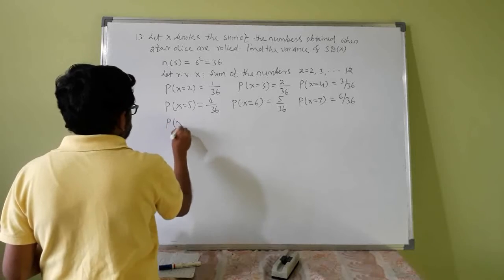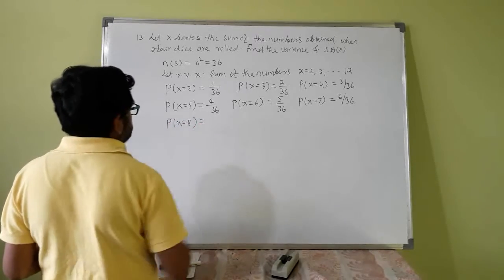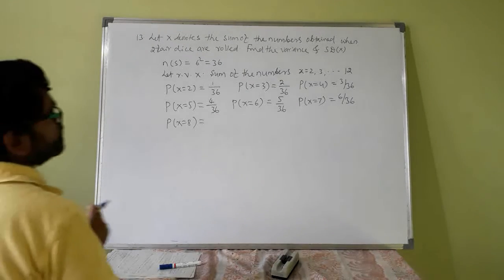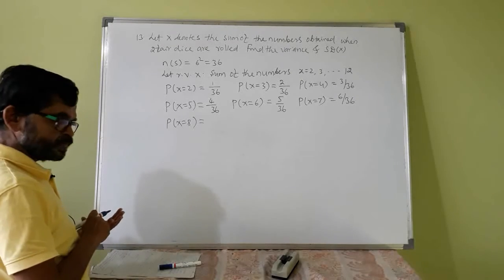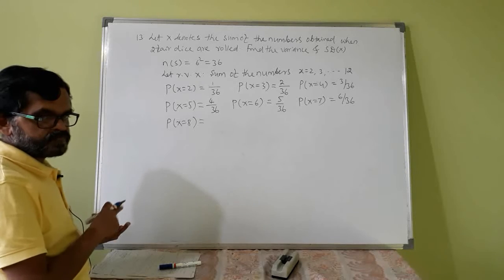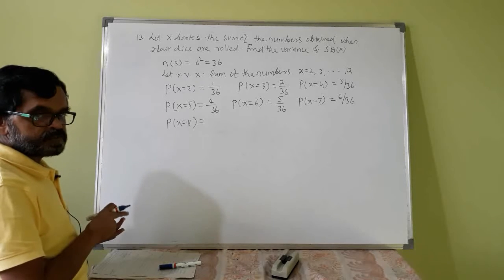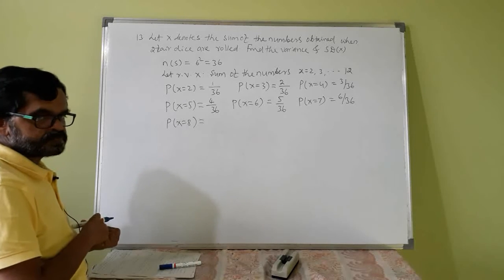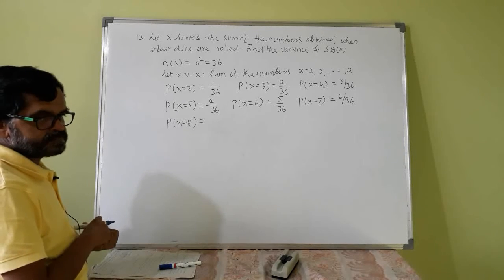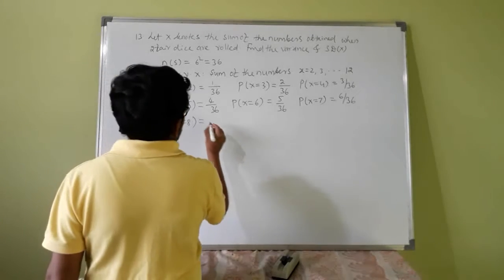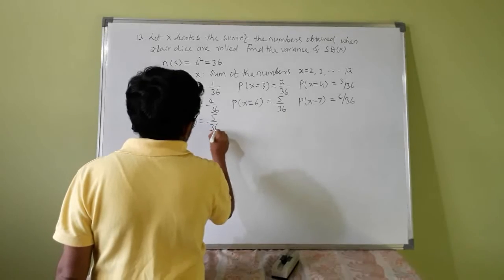Probability of X equal to 8. 1 6 cannot be possible, it starts with 2. So 2 6, 3 5, 4 4, 5 3, 6 2, isn't it? So 5 by 36.